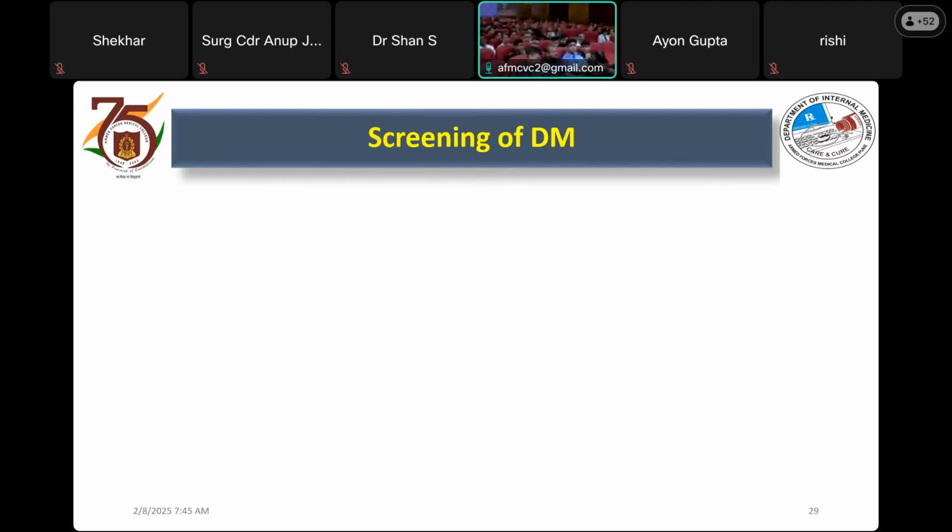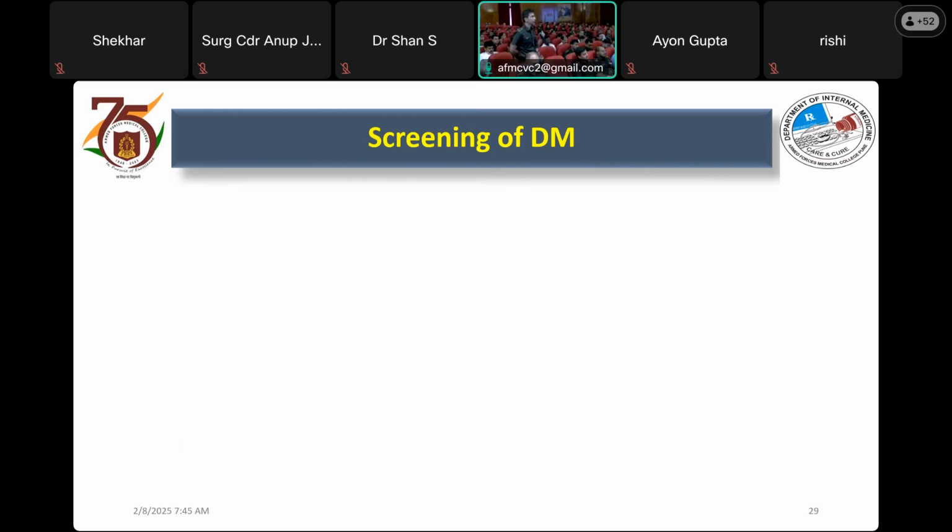The patient who is having a history of gestational diabetes, patients who have high risk factors like cardiovascular disease, morbid obesity, then hypertension, age more than 35 years, all these patients have to be screened. Age more than 35, sir.